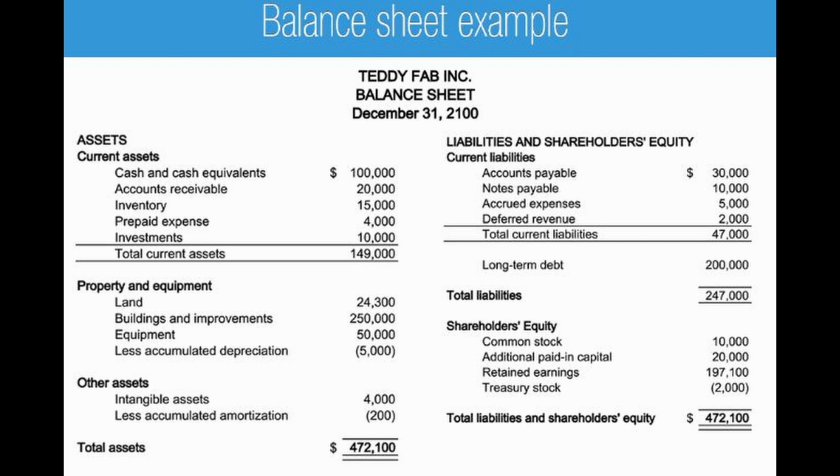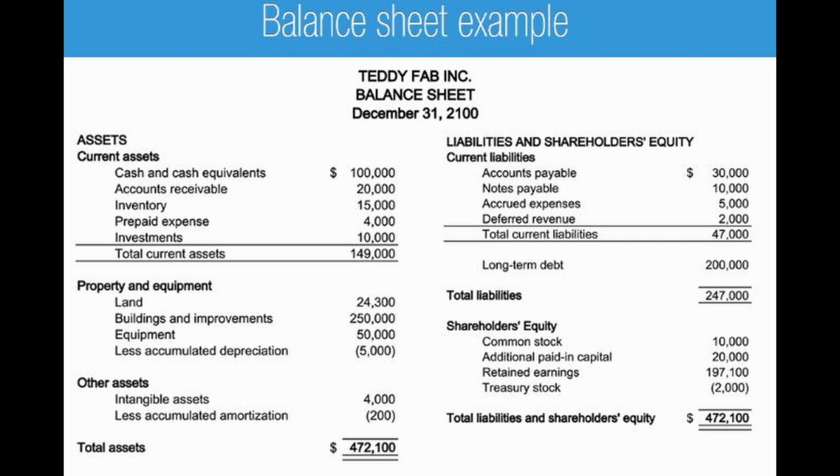Assets equals liabilities plus shareholders' equity. It's called a balance sheet because both sides must always balance. The balance sheet starts with current assets. These are things you expect to convert to cash within 1 year, like cash and cash equivalents, accounts receivable, inventory, prepaid expenses, investments. Add them together to get total current assets.